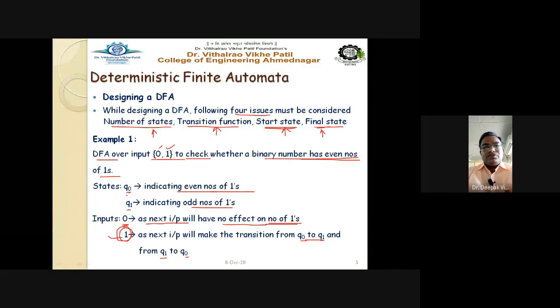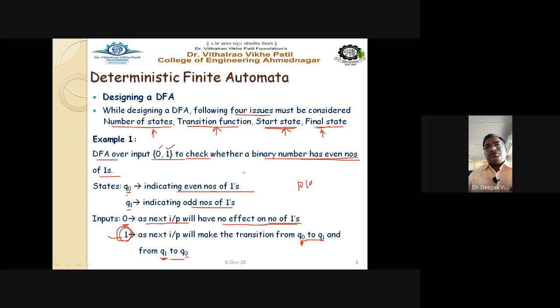And if the machine is at state Q1 and 1 is found, then it will move to Q0, right? If the automata is at Q0 and input 1 is found here, if the string is like this, 1 0 1 0.